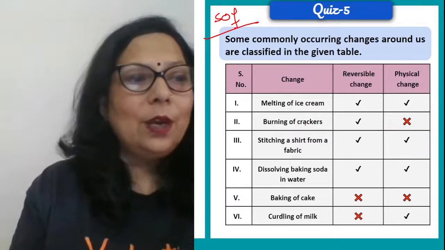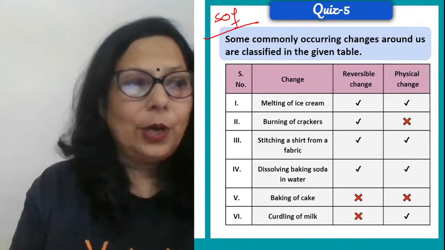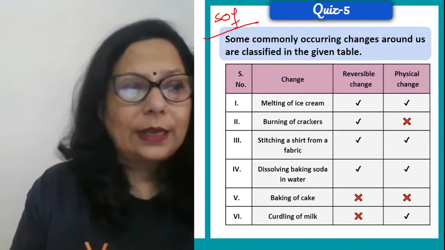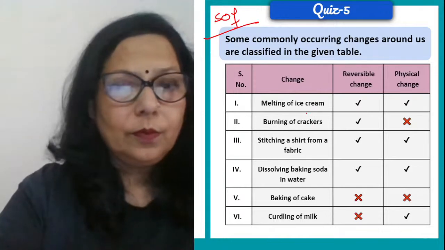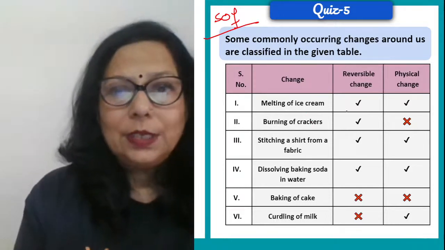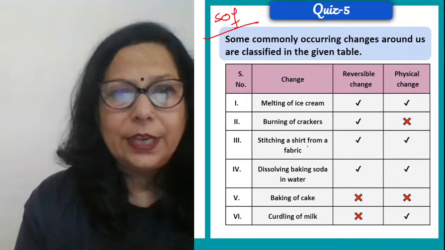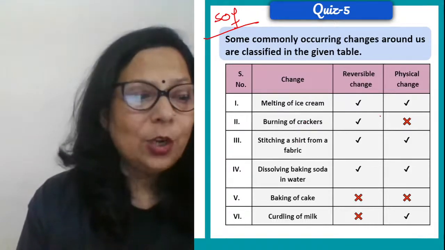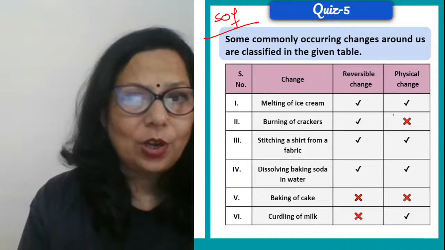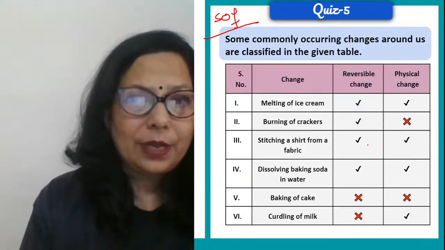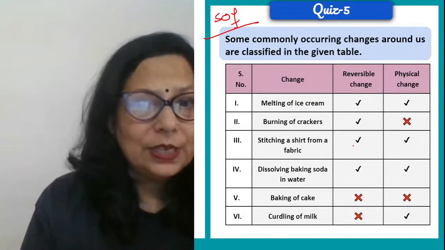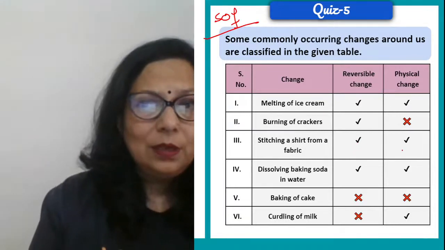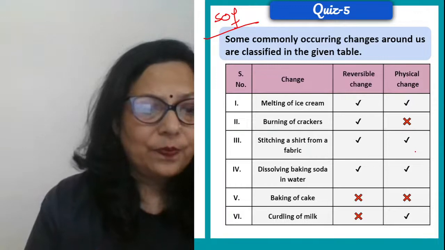Next, burning of crackers. Come on, burning of crackers. It's reversible and physical change. You have to tell which is incorrect. Is burning of crackers a chemical change or a physical change? Stitching a shirt from fabric. Can you reverse it? Is it reversible? Is it a physical change?